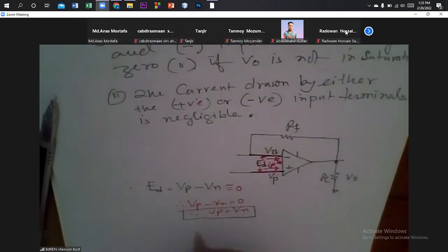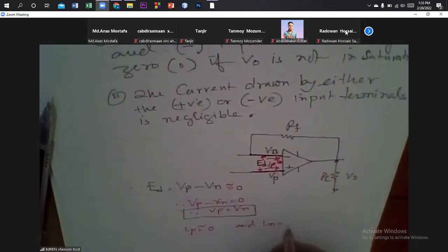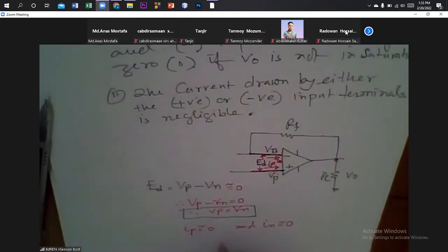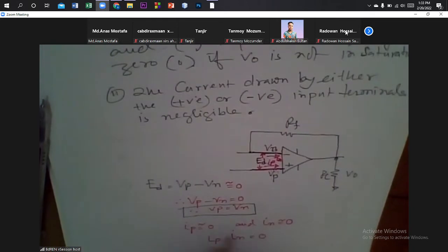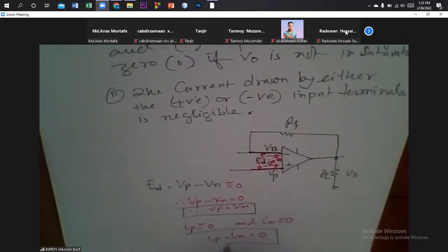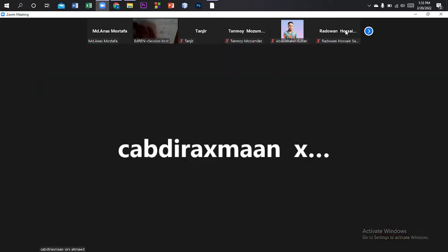So what it said, IP is equal to 0 and IN is negligible. That means IP and IN are negligible, almost 0. So we can write IP is equal to IN is equal to 0. Clear? Clear or not? Clear, sir. Abdul Rahman? Yes, sir.